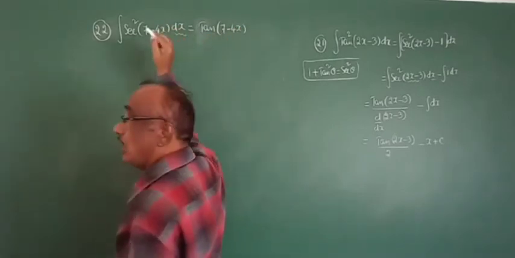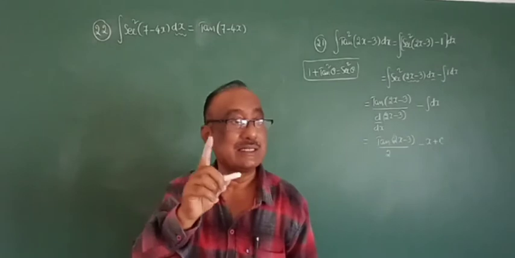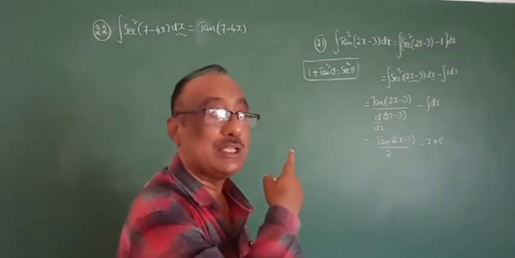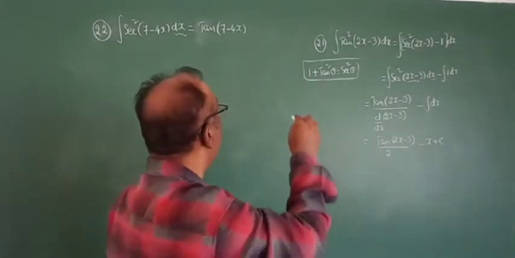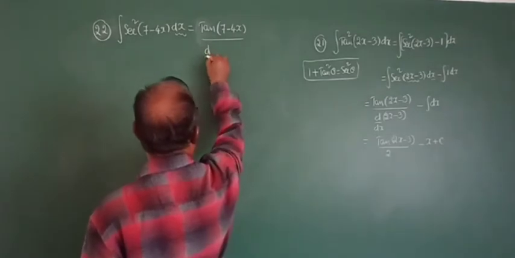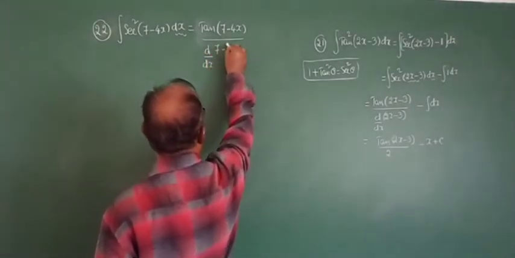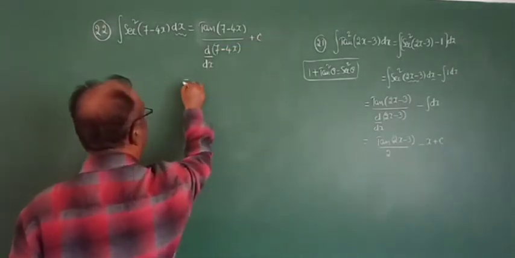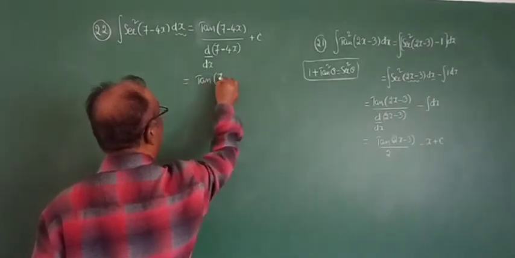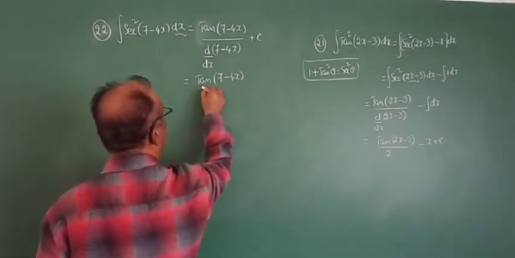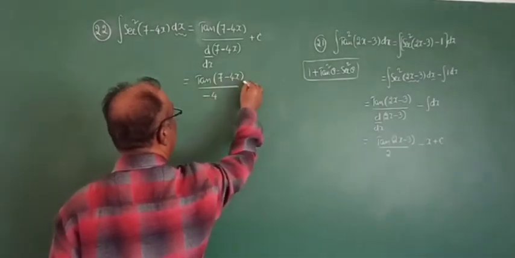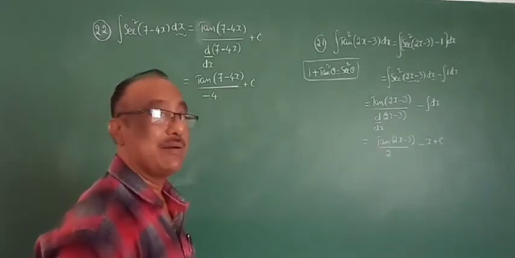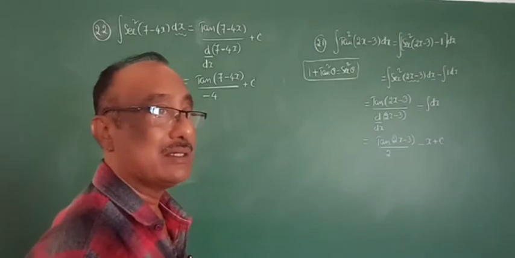Why are we applying the chain rule? The integration is with respect to a single x, but 7 minus 4x is not a single x. That's why it's the chain rule. In the denominator, d by dx of 7 minus 4x, plus the integral constant. So tan of 7 minus 4x; 7 is a constant with derivative 0, and minus 4 is the coefficient of x with derivative 1. Therefore the answer is tan of 7 minus 4x by minus 4. Is it clear, everyone?